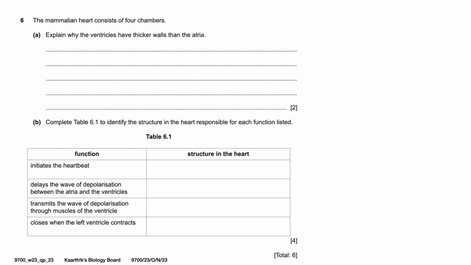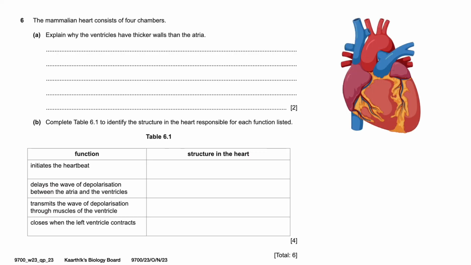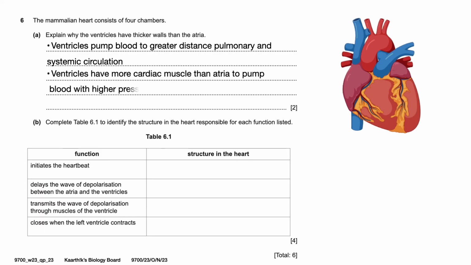Question 6. The mammalian heart consists of 4 chambers, and A part, explain why the ventricles have thicker walls than atria. So we all know that usually ventricles will have thick walls when compared to the atria. The reason for this is that ventricles are going to pump blood to a greater distance, like pulmonary and systemic circulation. Ventricles have more cardiac muscle than atria to pump blood with higher pressure, and they do this to overcome the high resistance.